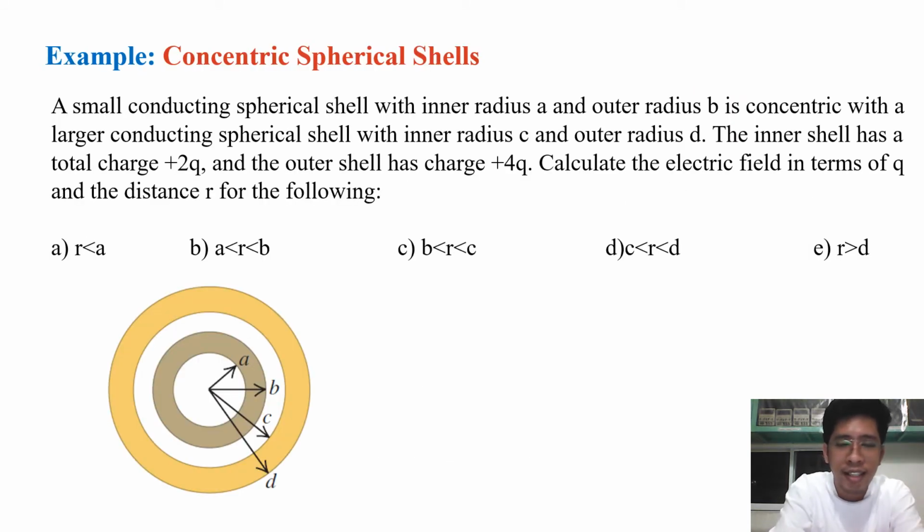Okay, so let's have an example. You have concentric spherical shells. So these are spherical shells which are concentric. One of the shells is smaller than the other.